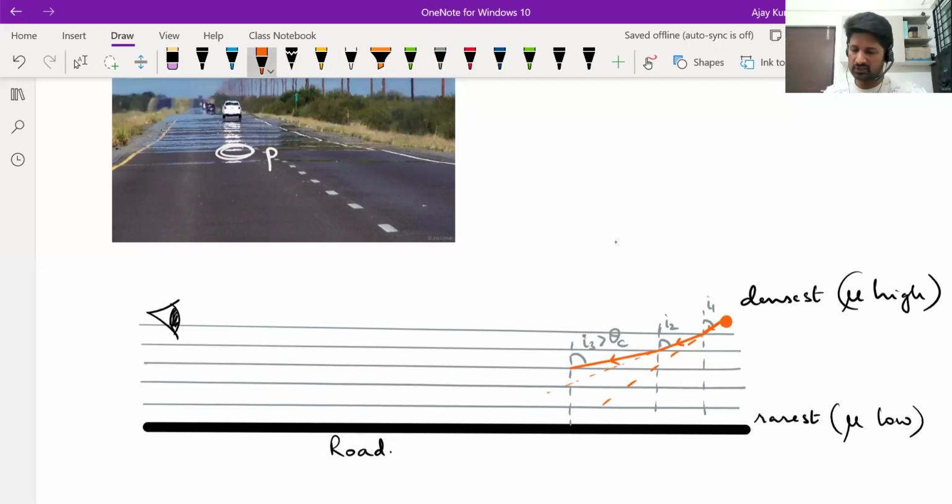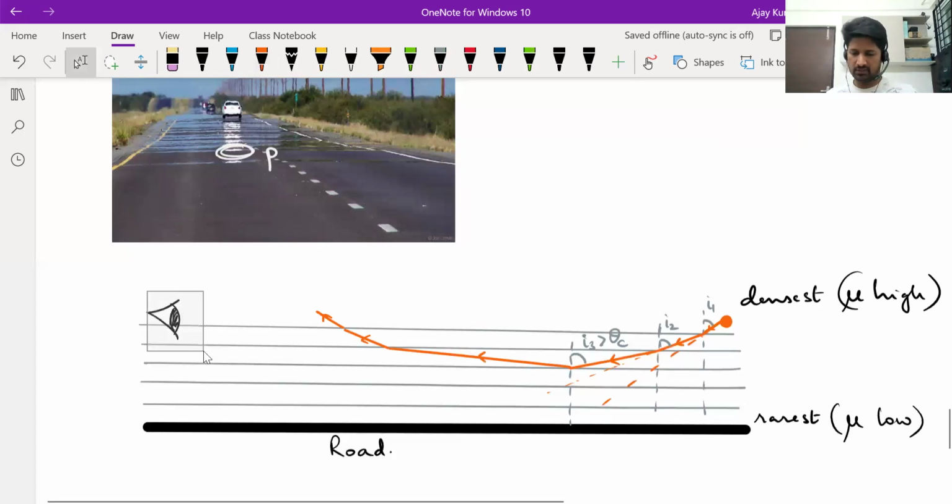And once it becomes more than the critical angle, what happens? The ray bounces back into the same medium. Total internal reflection. Again, it bends towards the normal. This is what happens. So I should take the observer here.